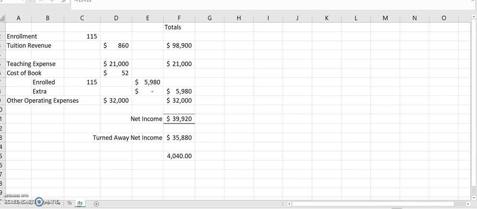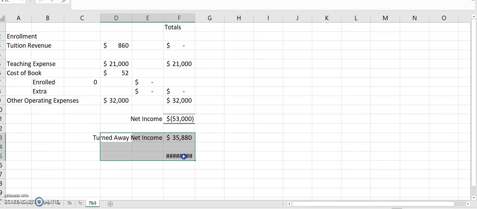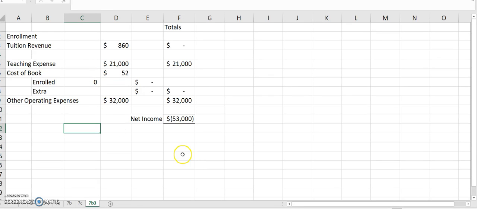The next scenario is, what if we were able to switch over and use this high-speed printing process that changes the cost of our books? So let's take a look at that. Let's sit tight on our enrollment for right now. We're not too worried about that part yet either. So what if our cost for our book went up to $57? What does this start to look like?